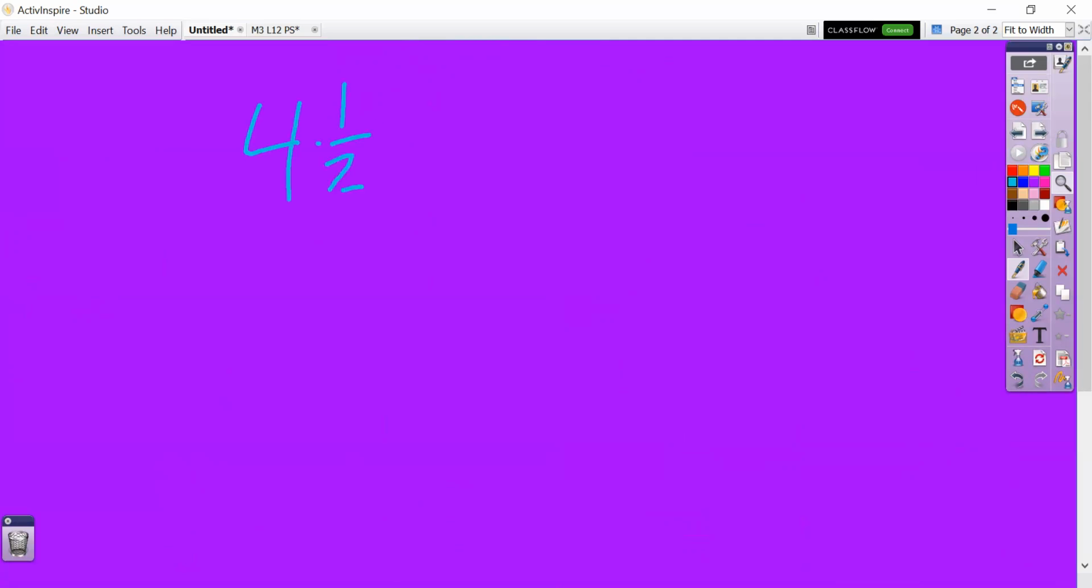4.5 minus 3 2/3. Now, we can convert these into improper fractions and work from there, or we can try to deal with the wholes first. So for this one, let's go ahead and deal with the wholes first, and then we'll shift into the other method. So let's try two different methods.